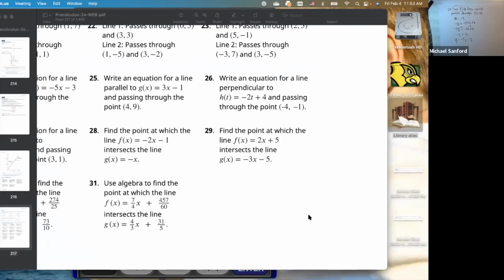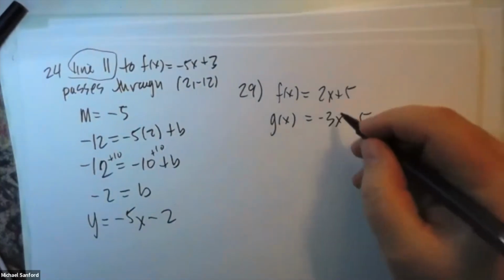Let's try 27. 29. Find the point at which f of x intersects g of x. All right, so you want to find the spot where, find the intersection.